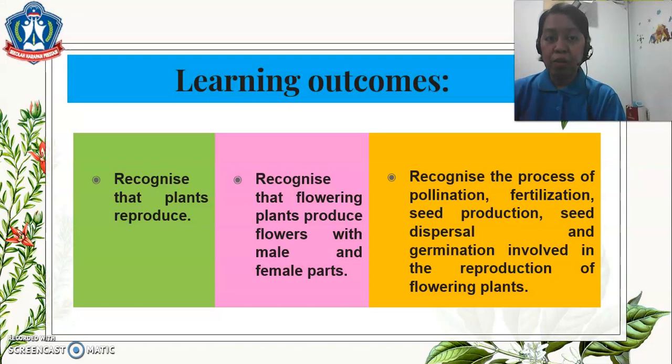Our learning outcomes for Lesson A are the following. Recognize that plants reproduce. Recognize that flowering plants produce flowers with male and female parts. Recognize the process of pollination, fertilization, seed production, seed dispersal, and germination involved in the reproduction of flowering plants.